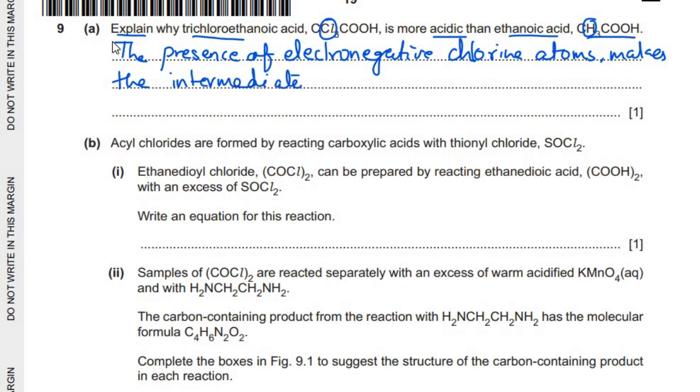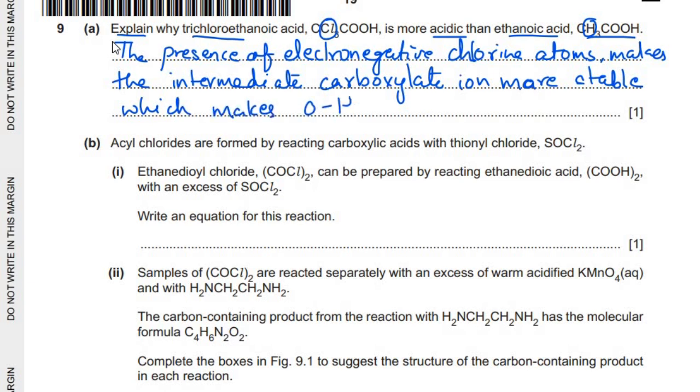the intermediate carboxylate ion. Now I'll explain what all this is. The carboxylate ion more stable. The intermediate carboxylate ion is more stable, which makes the OH bond weaker.